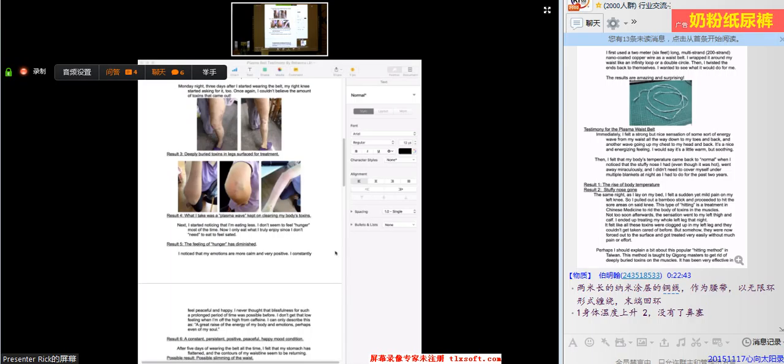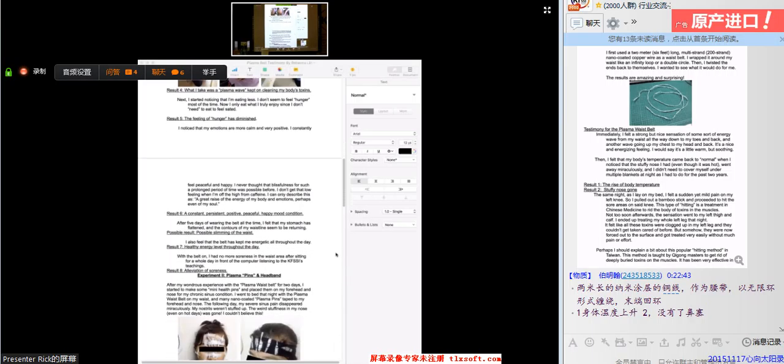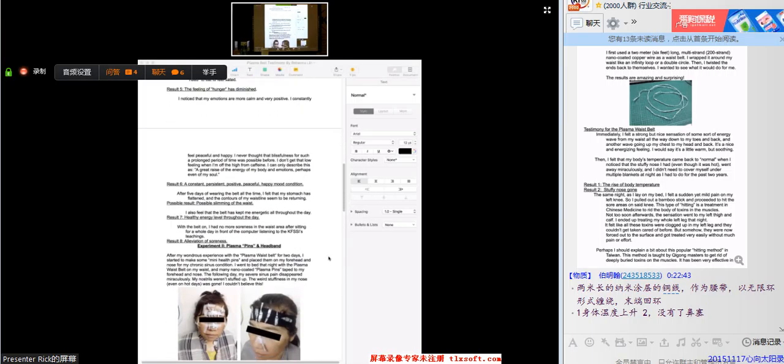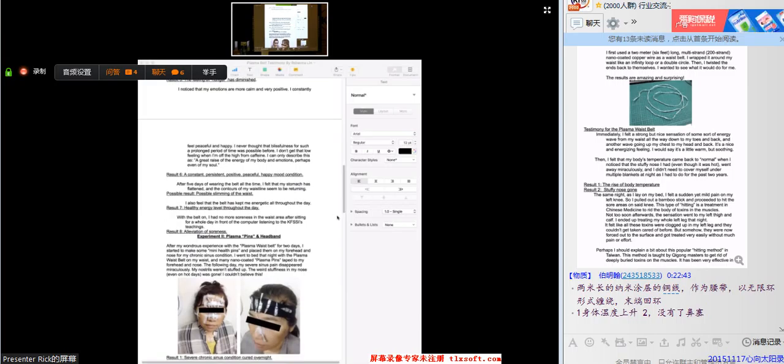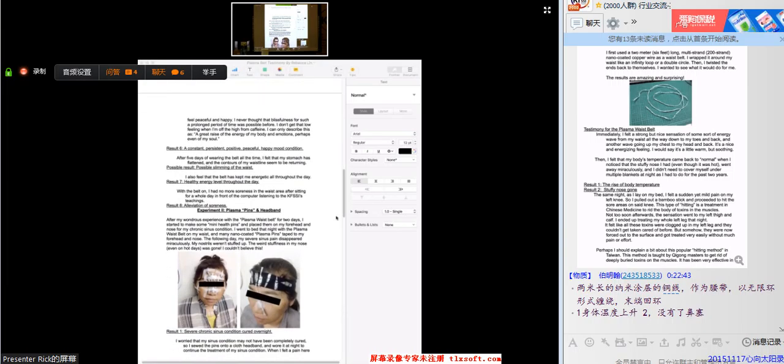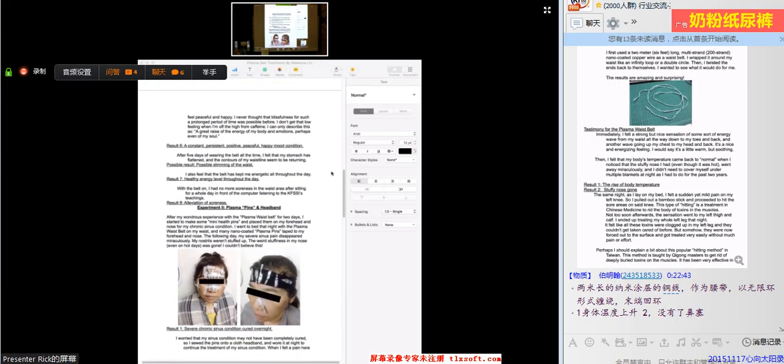I notice that my emotions are more calm and more positive. I constantly feel peaceful and happy. I never thought that blissfulness for such a prolonged period of time was possible before. I don't get that low feeling when I'm off the high from caffeine. I can only describe this as a great raise of the energy of my body and emotions, perhaps even of my soul.